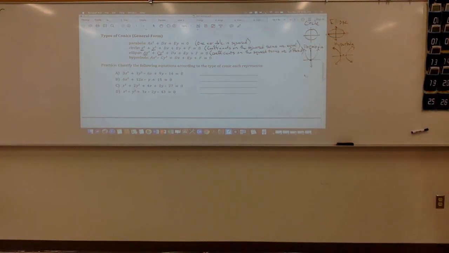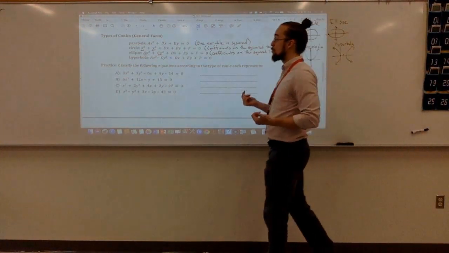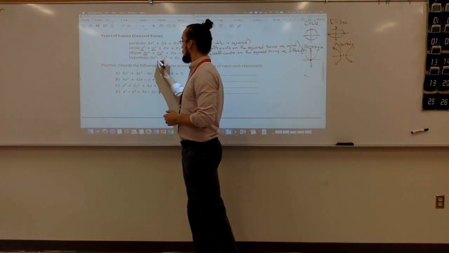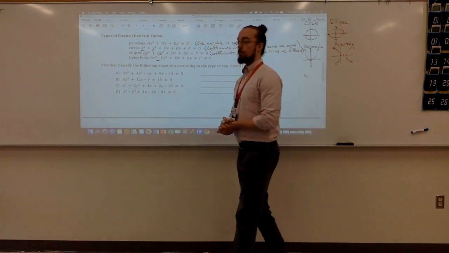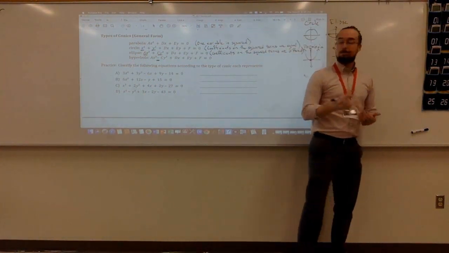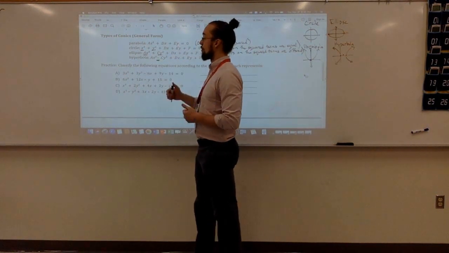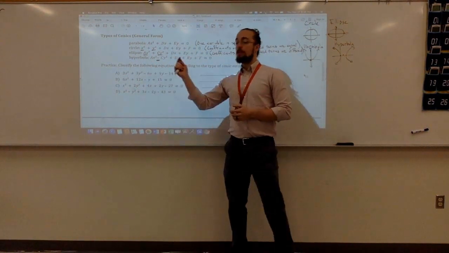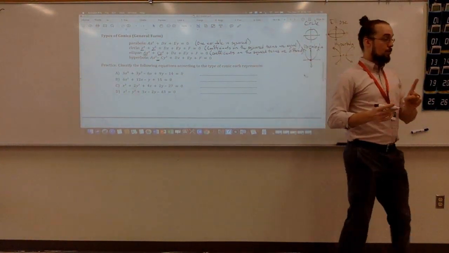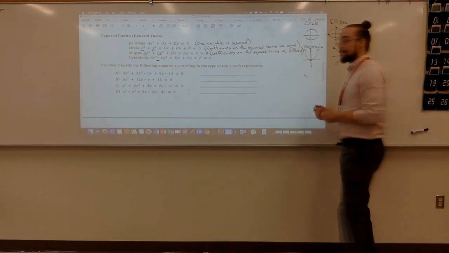And then finally, for a hyperbola, we still have two squared terms, but one of them will be negative. For both the circle and the ellipse, both of our squared terms were positive. On a hyperbola, one of the squared terms will be negative.